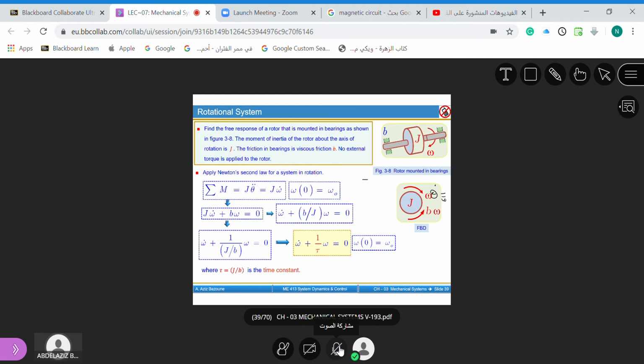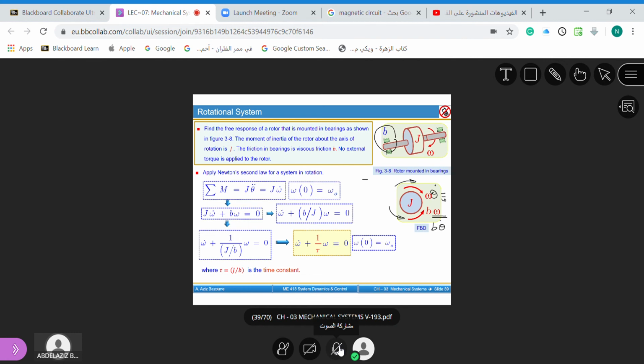Now the bearing or the friction on the bearing, if the motion is like this, the friction will be in the opposite direction, the friction that is due to the bearings. So it will be B omega, clear guys? Or B theta dot.